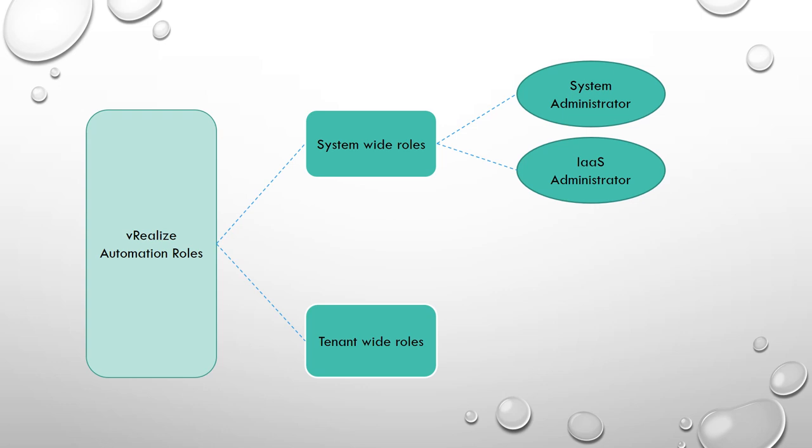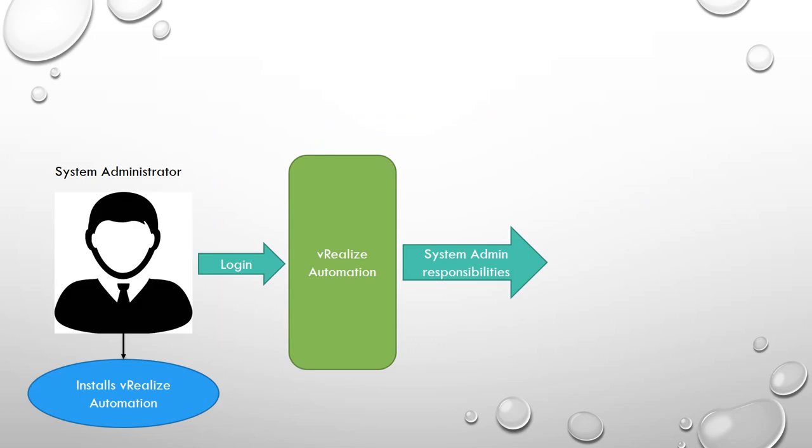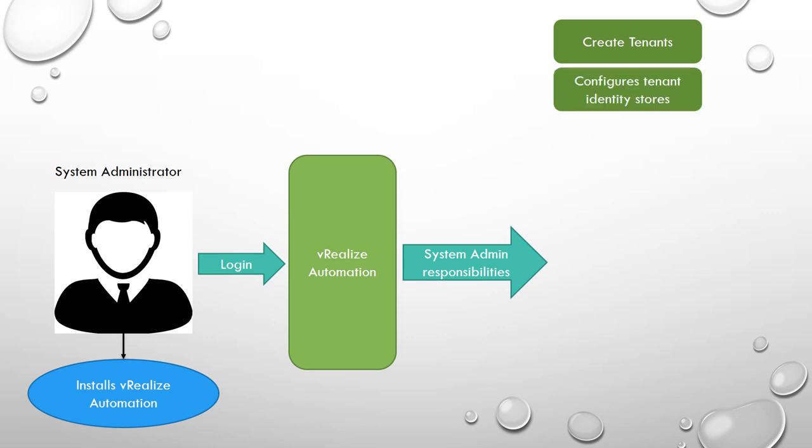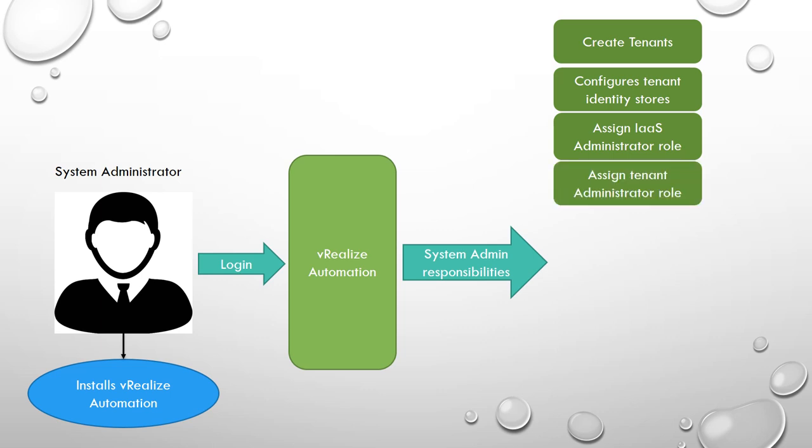System-wide roles are system administrator. Now, this is the person that will install vRA Automation as well as ensure its availability to other users. Its total set of responsibilities are: it creates tenants, configures tenant identity stores, assigns the IaaS administrator role, assigns the tenant administrator role, configures the system's default branding.